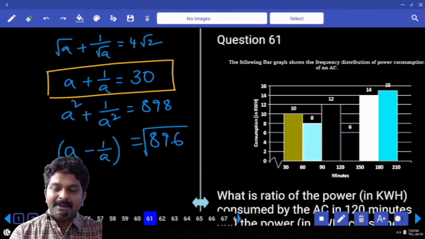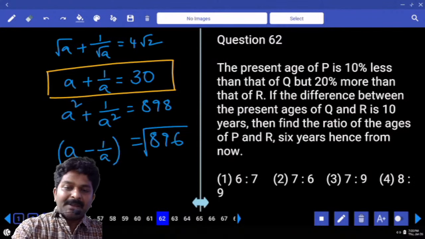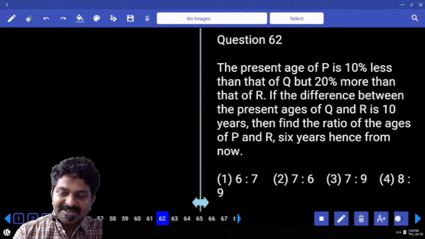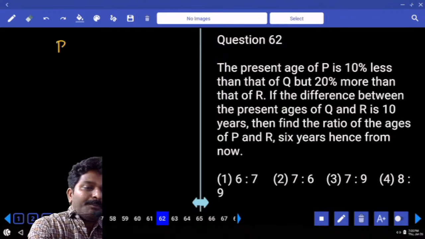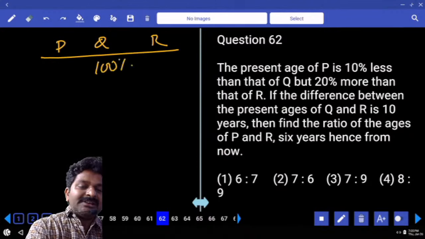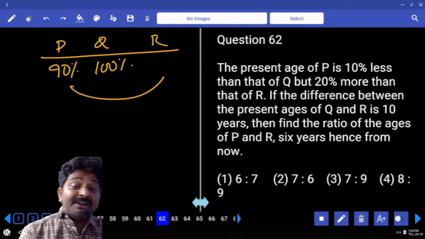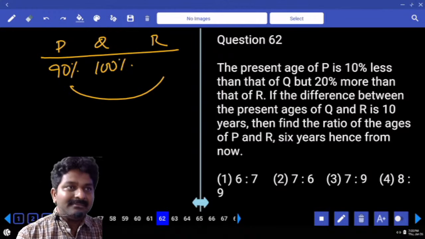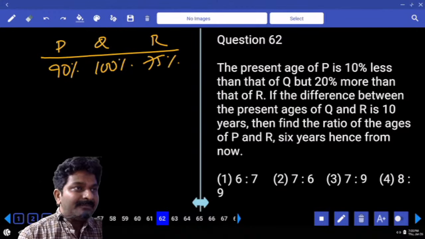61. You want me to explain? 62. The percentage of P is 10% less than that of Q, but 20% more than that of R. P, Q, R. If Q is 100%, P is 10% less, that is 90%. Which is 20% more than R? Then R must be 75 only.